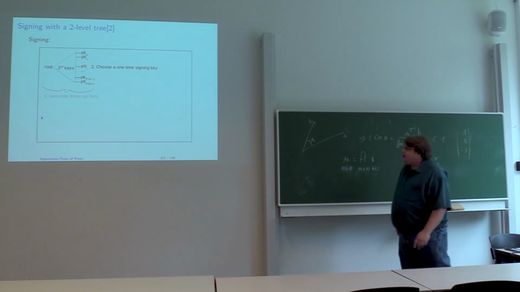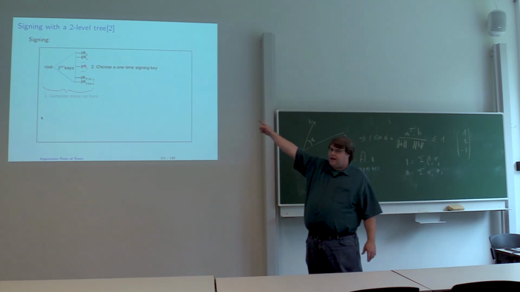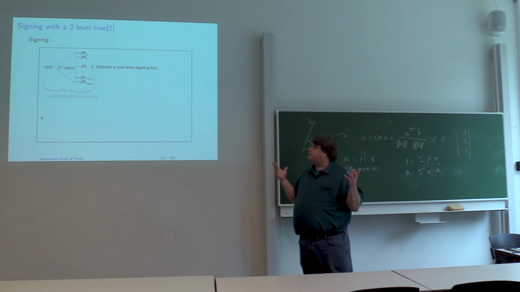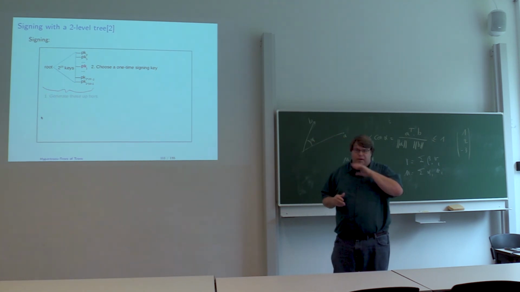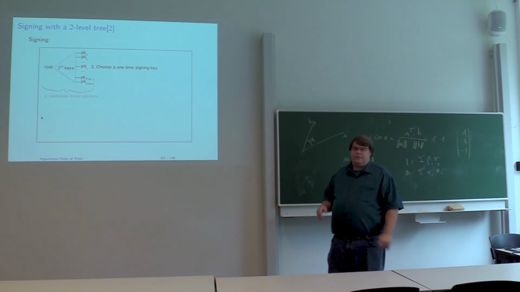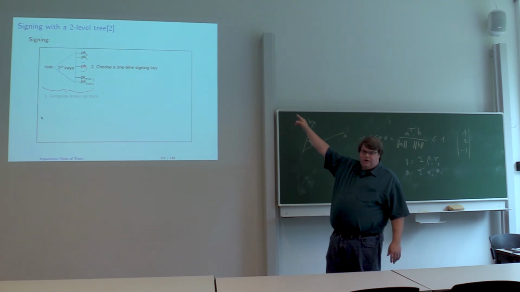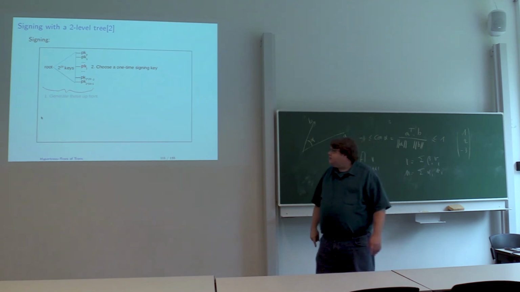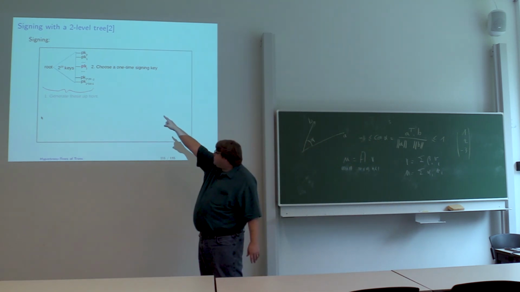Now let's sign something with it. So to sign, I'm going to choose one of these one-time signing keys. For now, let's assume we're still stateful. So basically, I have two 20-bit counters. I'm going to use them one at a time, right? So I'm going to keep track of which key I've used here and which key I've used here. So I'm going to use this first key 2 to the 20 times. So I'm going to choose this one-time signing key.